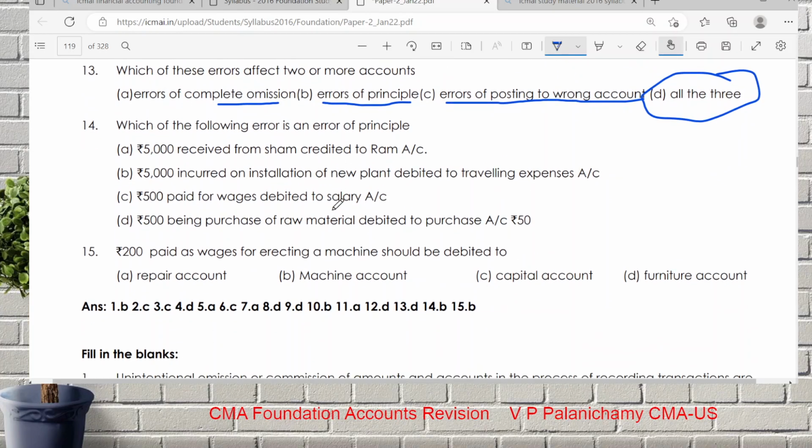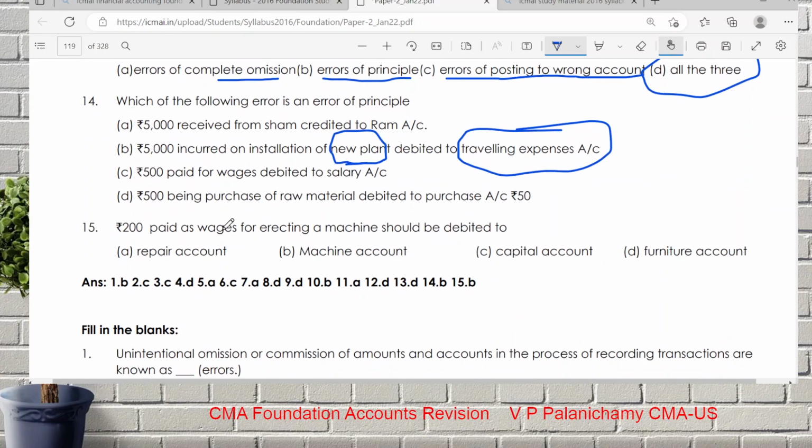Which is an example of error of principle? Installation of new plant, real account. But தப்பா என்ன பண்ணிருக்கோம்? Traveling expenses. Answer is B. 200 paid for wages for erecting the machine should be debited to machinery account. It's a capital expenditure. Machinery accountல debit பண்ணும்.